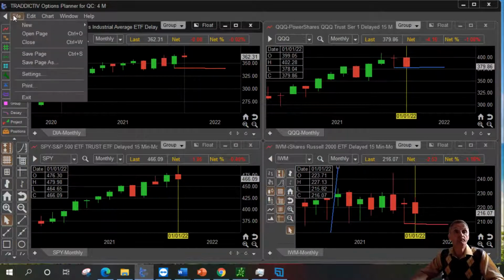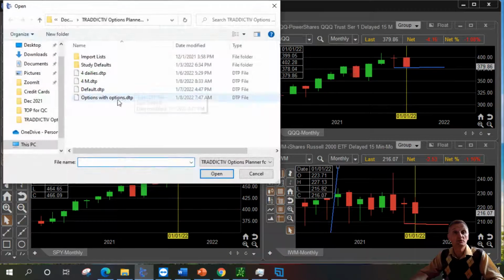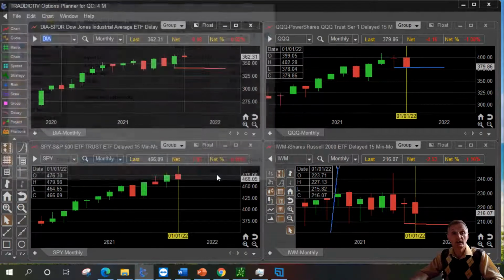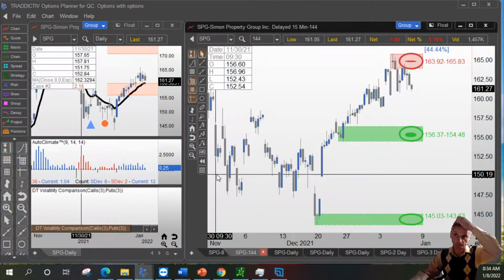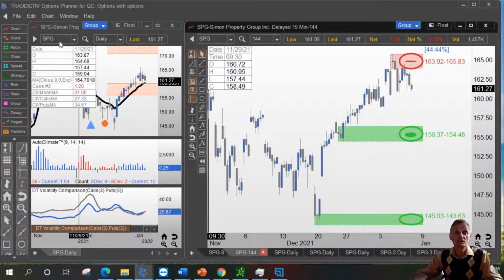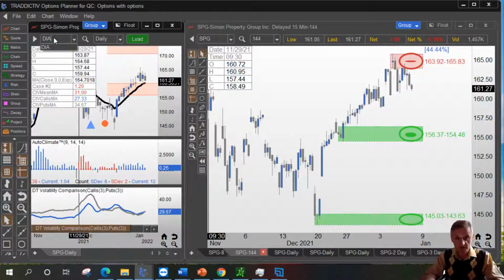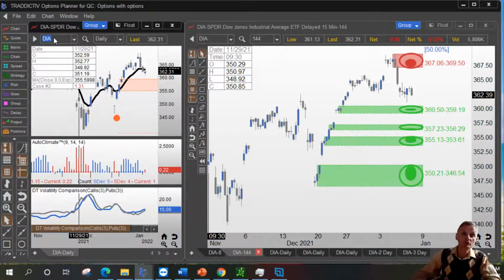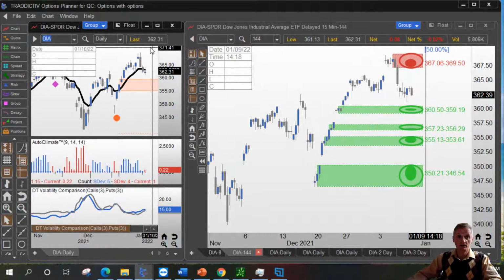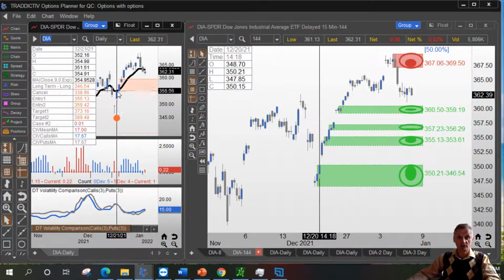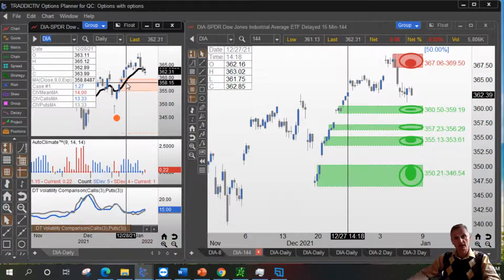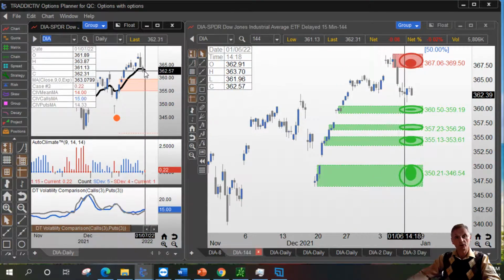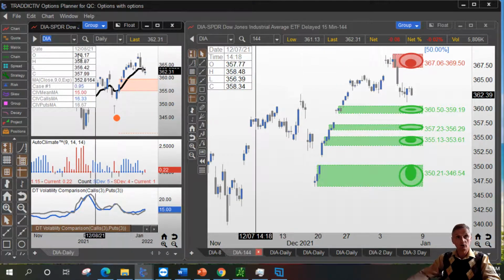I'm opening the new page, options with options, and I'm now going to change the ticker to diamonds. When I change the ticker to diamonds, I want you to notice the outer climate. The outer climate here has a 9-day exponential moving average, and we are barely below it, which is really, really good for me to know.